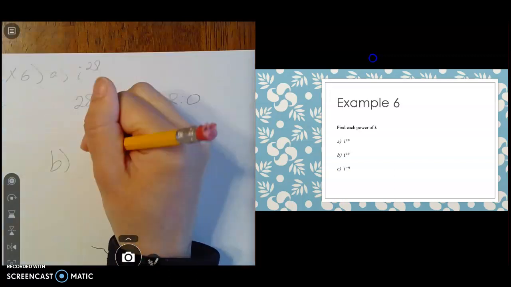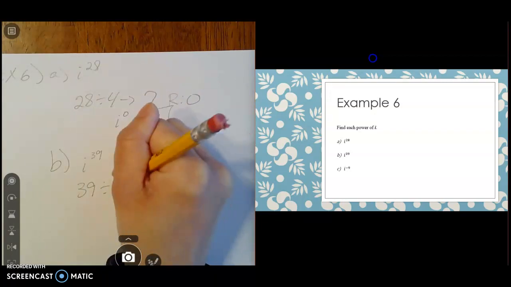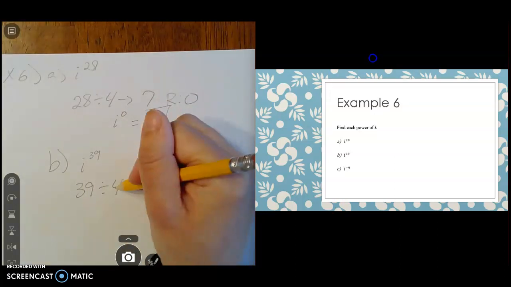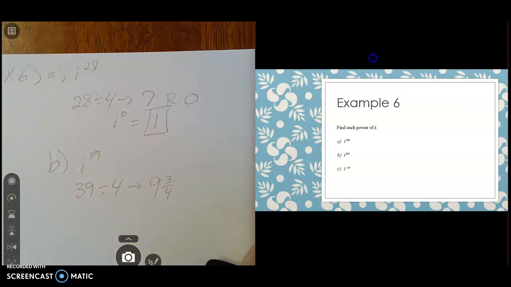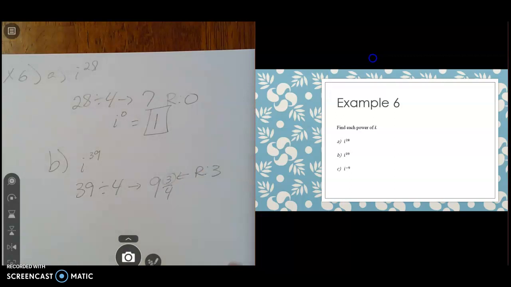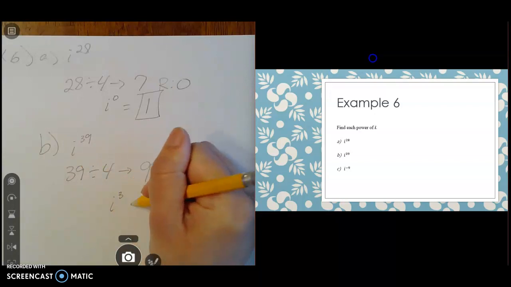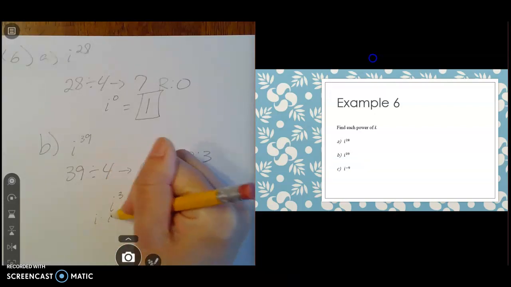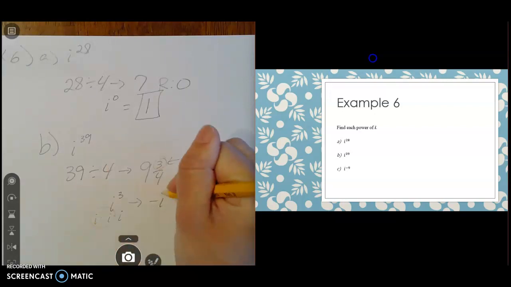Okay, what about another one? What if I've got I to the 39th power? Well, if I take that exponent, the 39, and divide it by 4, 4 goes into 39 9 times. 9 times 4 is 36, and 36 and 39 are 3 apart. That's 9 and 3 quarters as a mixed number, which shows me that my remainder is 3. So I to the 39th power is equivalent to I to the 3rd power, which is much easier to do. And if you don't have these memorized, you can do I to the 3rd power, that's not that bad. That's negative 1 times I, which is negative I.